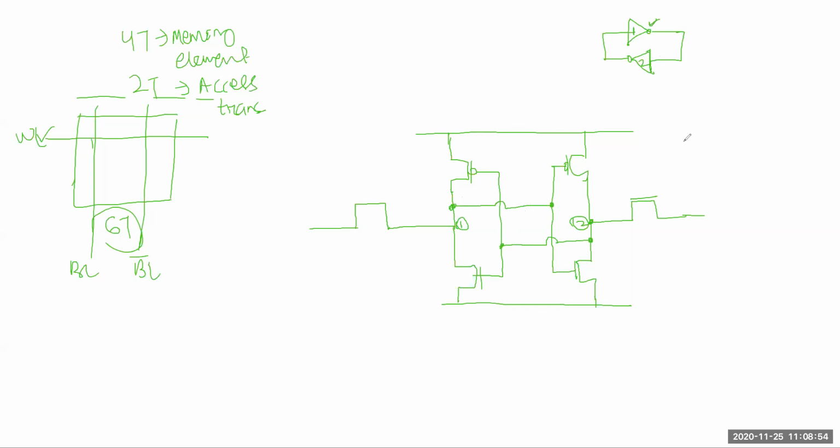Now here, this is the access transistor again. From here to this is the access transistor. So this is your bit line bar, and this is your access transistor. This is your bit line. Now this is your VDD actually, and you can see these two are connected to where? I said these two are connected to where?